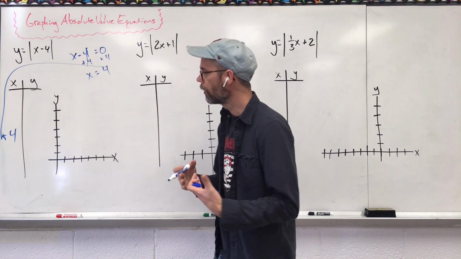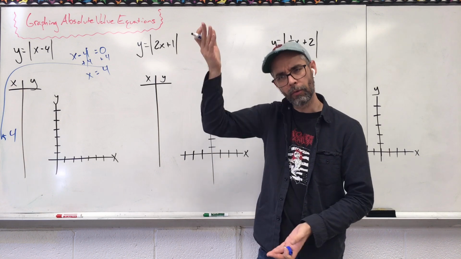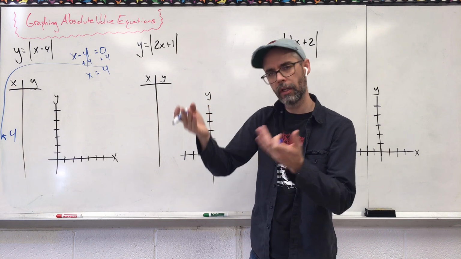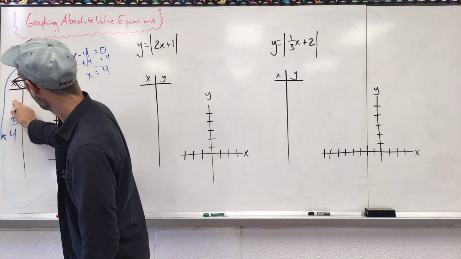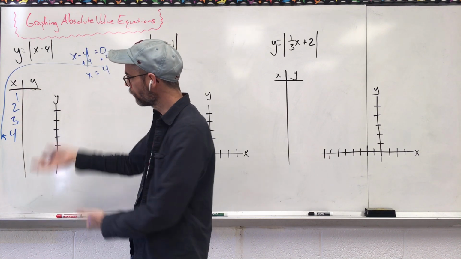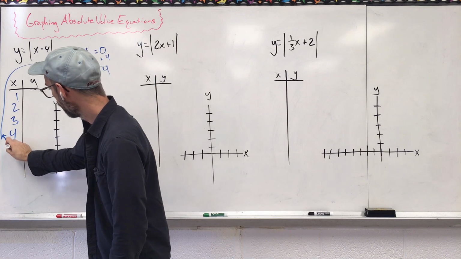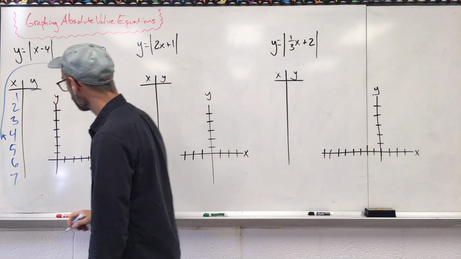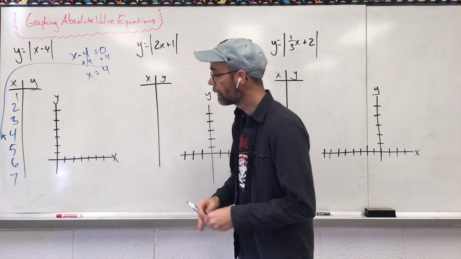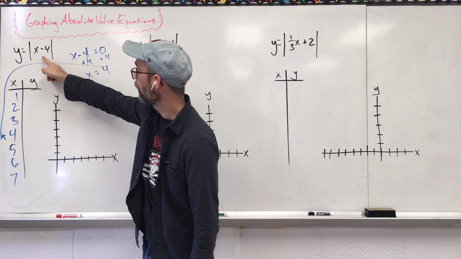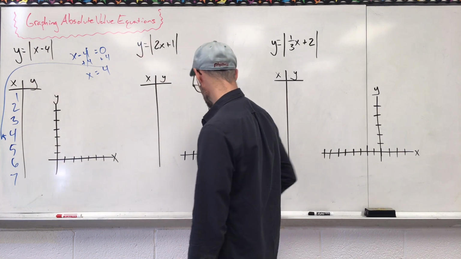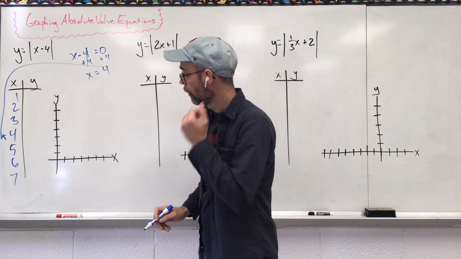And like with a parabola, where we always found numbers above that axis of symmetry and numbers below, we're going to do the same thing. So we're going to go 3, 2, 1, and then 5, 6, 7. We're going to take each one of these x values, substitute them in, and find its matching y value.